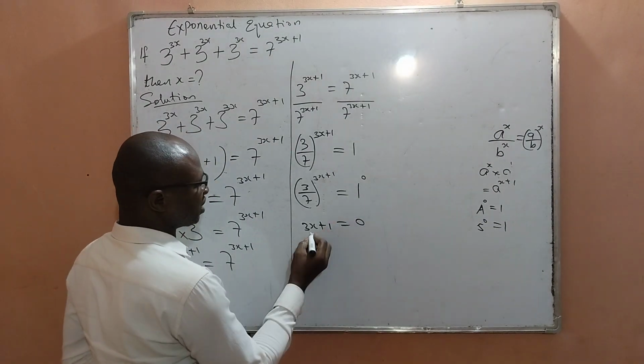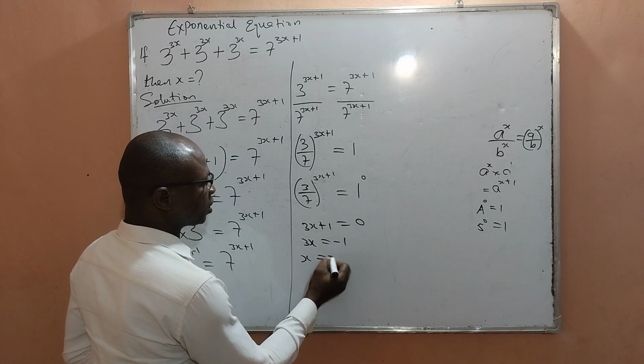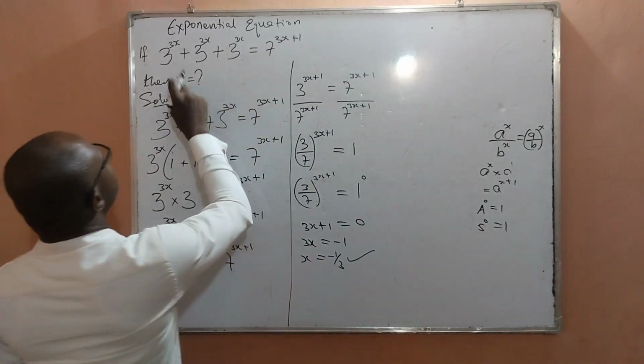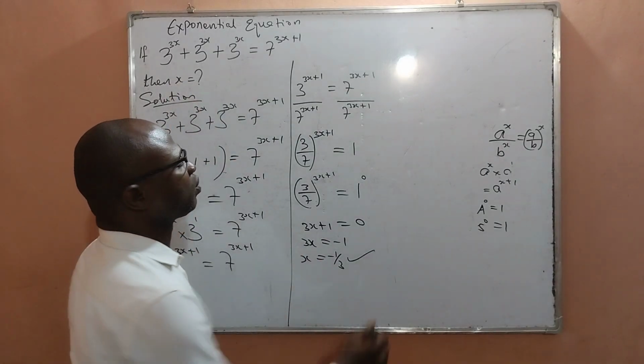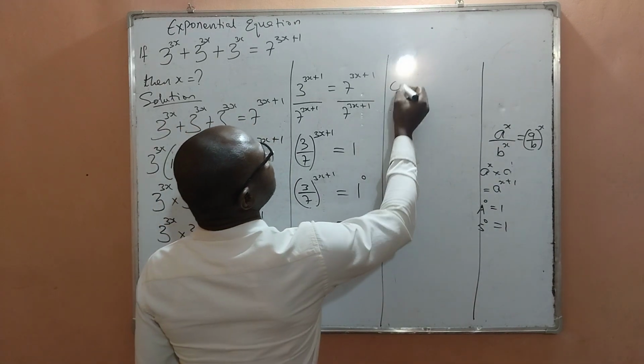Now, moving 1 to the other side, we have 3x equal to negative 1, and x will be equal to negative 1 over 3. This is what we are looking for. That is the value of x. But just a quick one. Let us authenticate the result by checking the result.